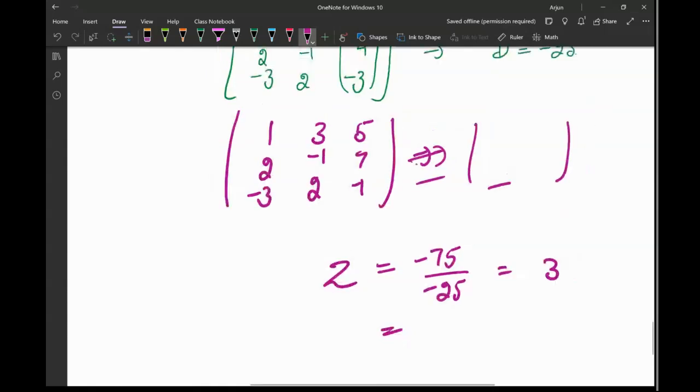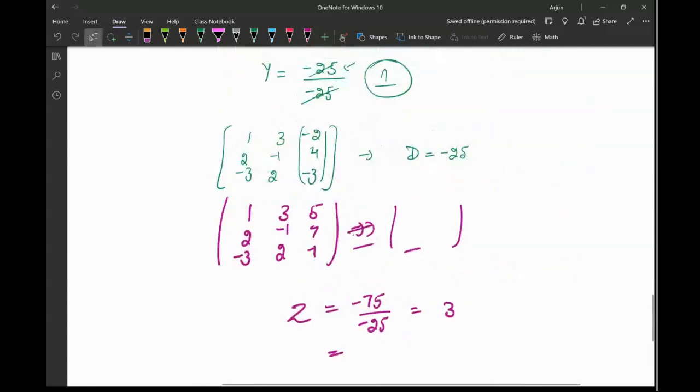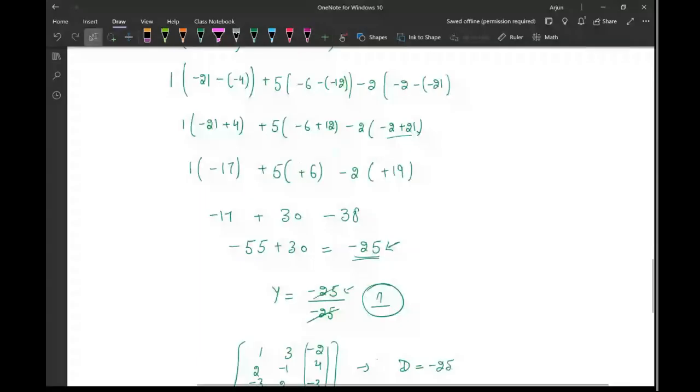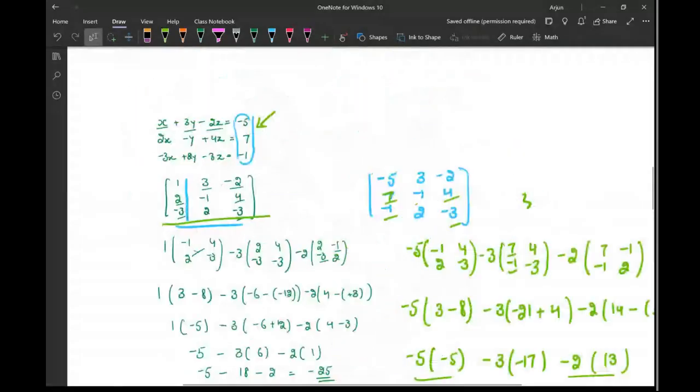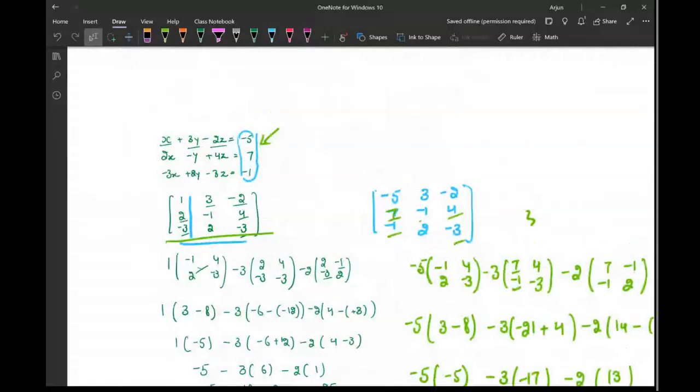So that's how you can simplify the given set of equations using the Cramer rule. So hopefully you were able to understand. I'll highly recommend you guys to try and do some more questions for 3 by 3 matrices. You don't need to worry about 4 by 4.